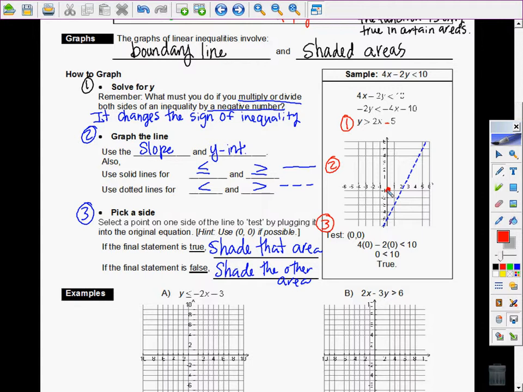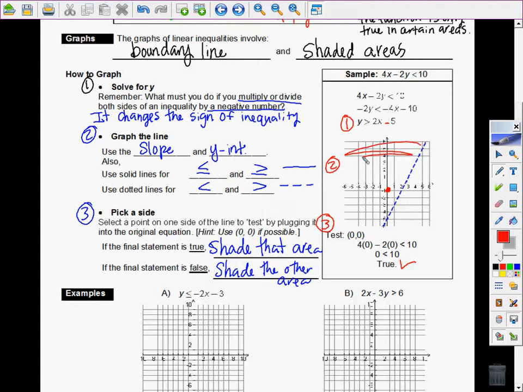So 0, 0. 4 times 0 is 0. 2 times 0 is 0. 0 minus 0 is 0. Is 0 less than 10? Yes. So this is a true statement. If it's a true statement, what do I do? Shade that area.